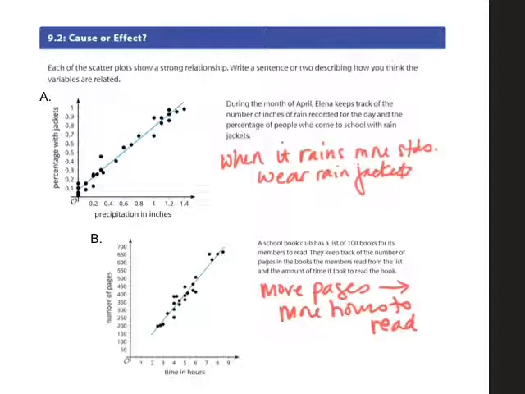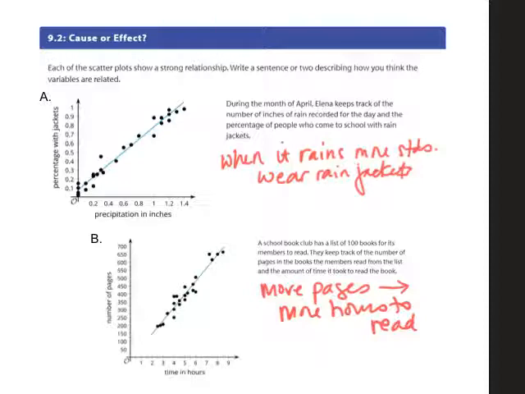Now, the follow-up question is, are these causal relationships? What I'm asking here is, does one variable cause the other variable to change? So let's look at the rain jackets. When it rains more, do you think you wore more rain jackets? The answer is yes. And the rain is what's causing more students to wear rain jackets, most likely. To determine causal relationships, you really have to think about the meaning of the variables and how they are impacting each other.